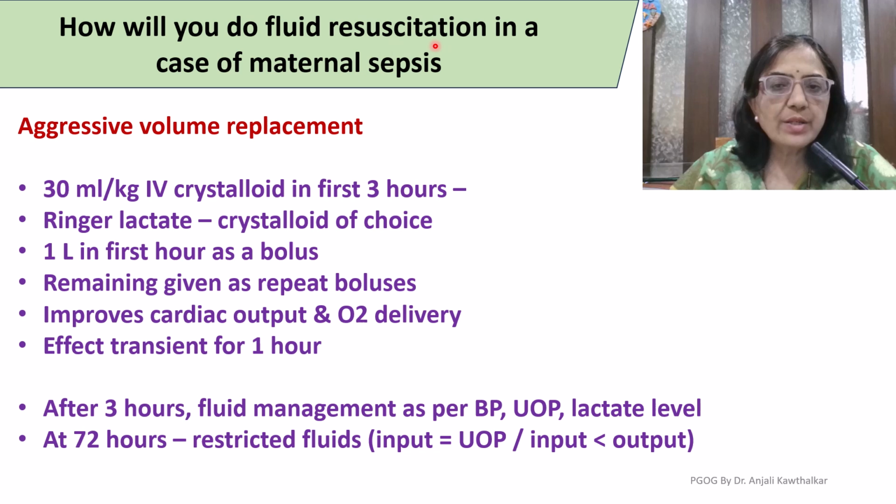Now, how will you do fluid resuscitation in a case of maternal sepsis? The principle is it needs aggressive volume replacement. 30 ml per kg IV crystalloid is to be provided in first 3 hours. Ringer lactate is the crystalloid of choice. 1 liter is given as a bolus in first hour. The remaining volume is to be given as repeat boluses.